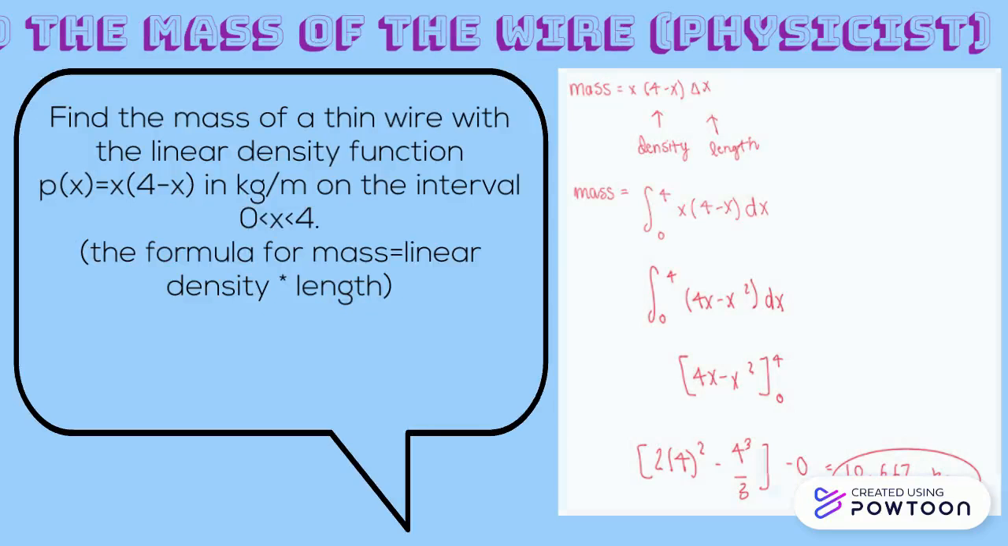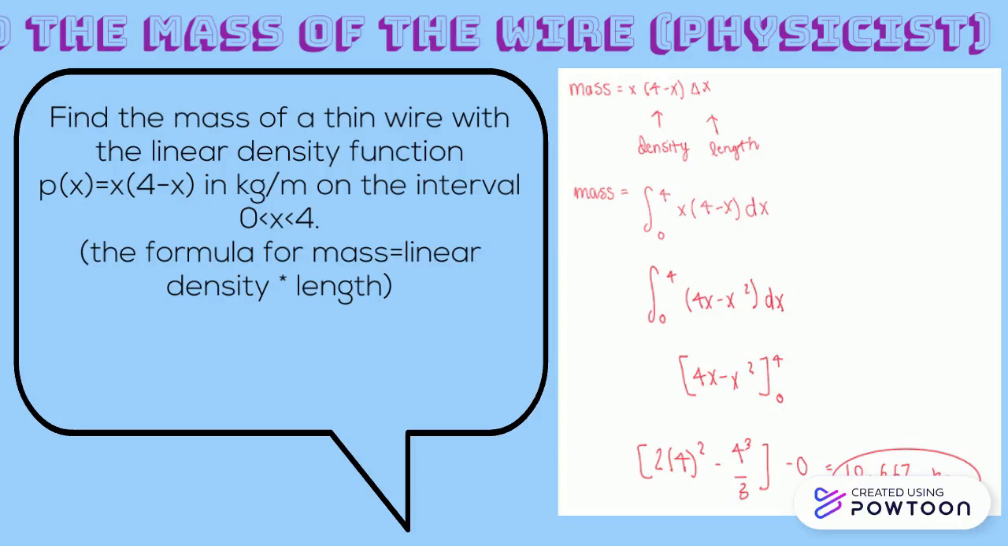In this problem, we're trying to find the mass of a thin wire with the linear density function p of x equals x times 4 minus x, in kilograms over meters, on the interval 0 to 4. The formula for mass equals linear density times length. The density is x times 4 minus x, and the change in x is the length, as it is giving us the width of the section.